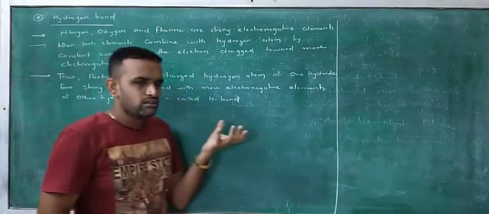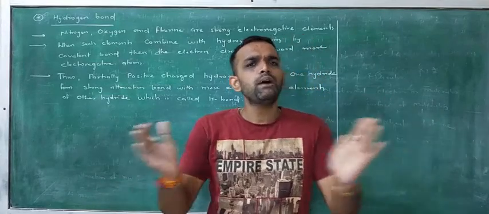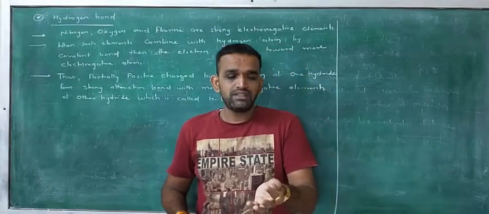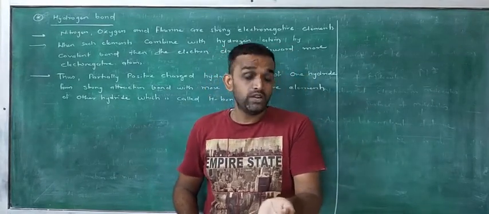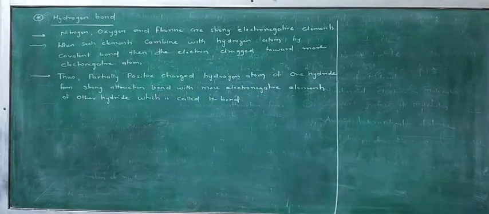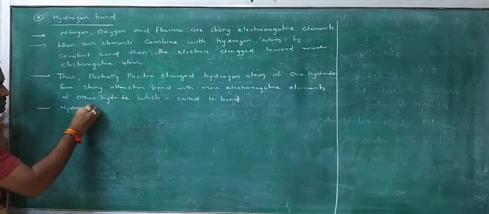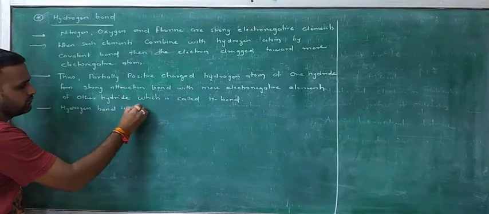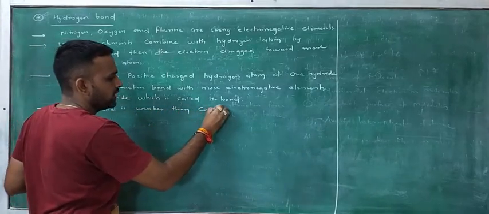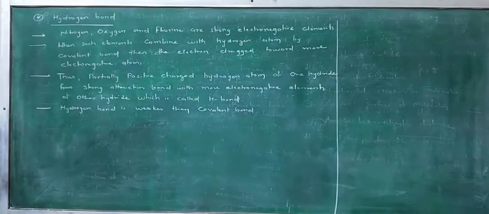So this indicates that the partially positive hydrogen and the more electronegative element are combined with each other and form a hydride, right? As for example, HF, hydrogen fluoride, then H2O, water, then ammonia, NH3, right? So all these are hydrides. Now here the hydrogen bond is weaker than the covalent bond. I can say hydrogen bond is weaker than what? Covalent bond. Understand? Is it clear? Then next one.